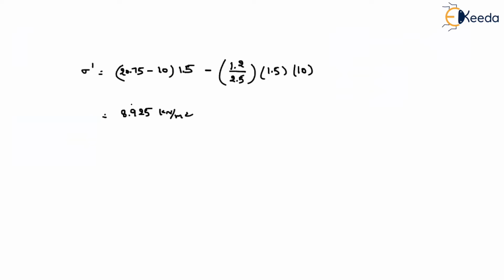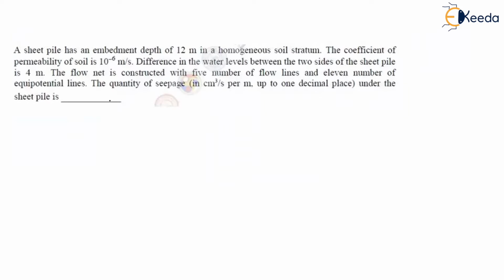20.75, gamma saturation, minus gamma W 10, into the distance from the top to the point, 1.5, minus the hydraulic gradient, which we are getting as 1.2 by 2.5, into again the Z value 1.5, into gamma W, which they are asking us to consider as 10. That's it. If you work it out, you will get around 8.925 kilonewton per meter square. Right? Move on to the next question. That is the given data.